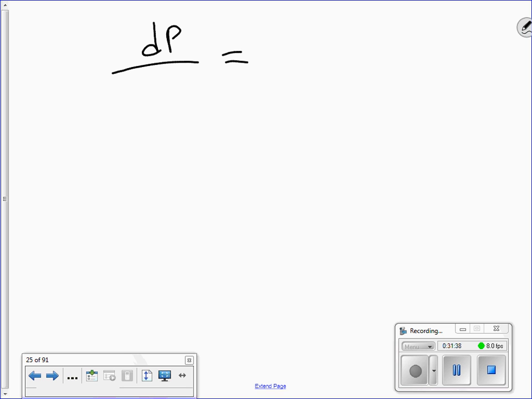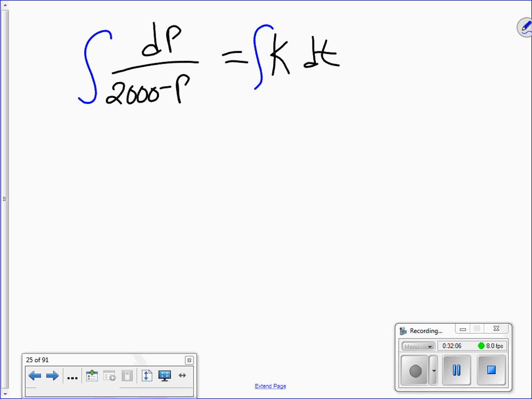So what's the dP going to be over? 2000 minus P. So you would bring that over to the other side by dividing. You always divide or multiply with these problems to move things around. And on the other side, we still have the k, right? And then what else? dt. So we separate the two variables. Population and time are your variables. Integrate. All right, I told you. Now, if you made a mistake in this, if your answer's not right, I think your mistake is coming right up here on the left.